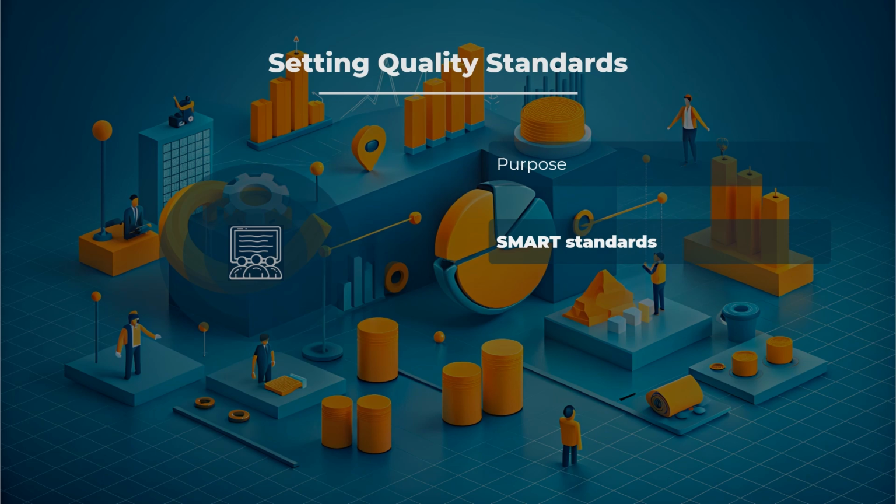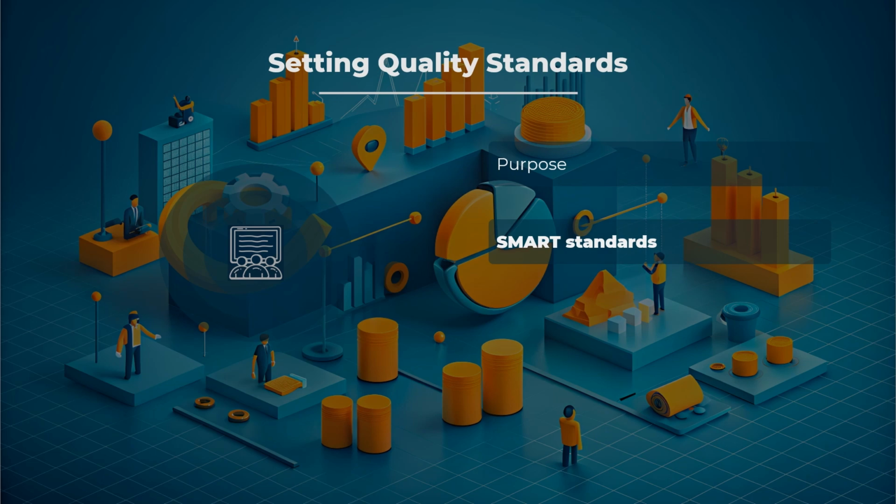Specific. Standards should be clear and specific, leaving no room for ambiguity. Measurable. They should be quantifiable, allowing for objective measurement and assessment. Achievable. Standards should be realistic and attainable within the project's constraints.